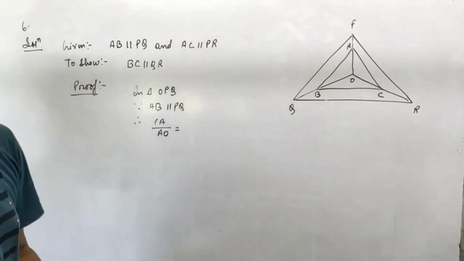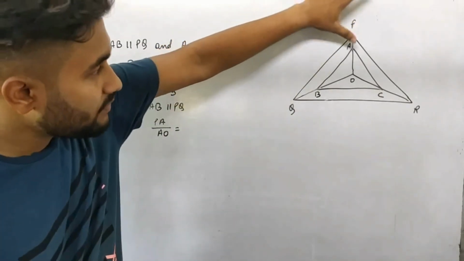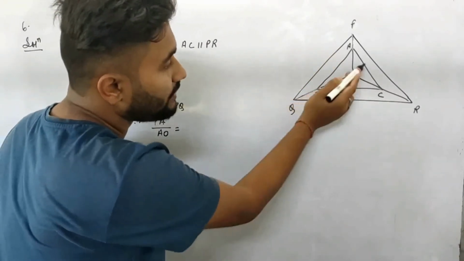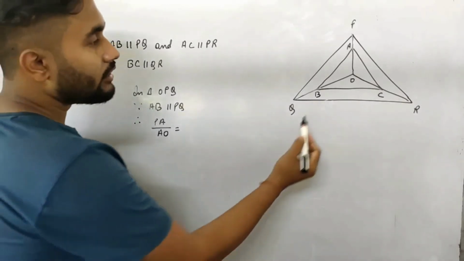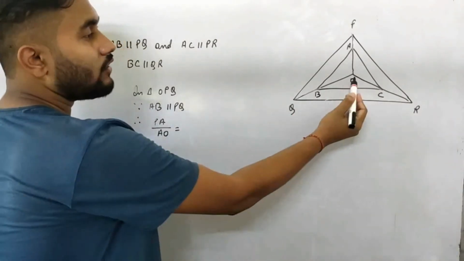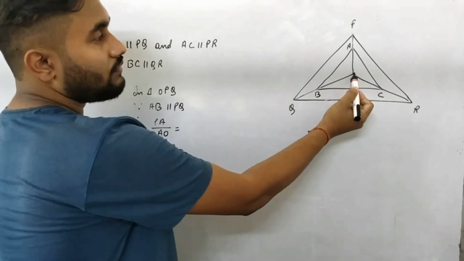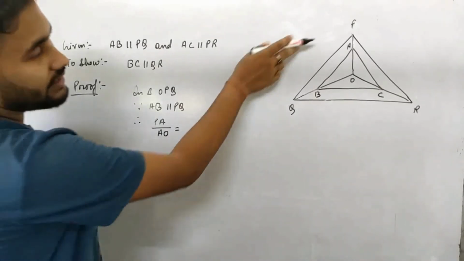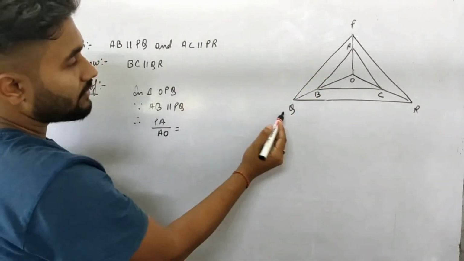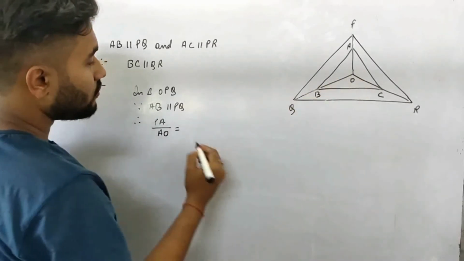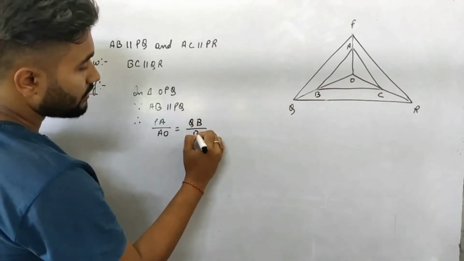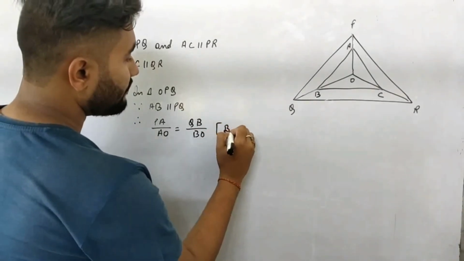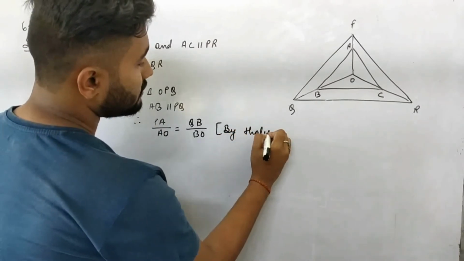Anyway you can write, but the most important thing is, if you have started from here, PA by AO, then over here also it will be QB by BO. Understood? This should be the same. You cannot now write OB by BQ. If you write OB by BQ, then over here also it has to be OA by AP. Keep this in mind: the direction will be the same. So if I have written PA by AO, then another one I will start from QB by BO. Done. Next, you write this one by Thales theorem.